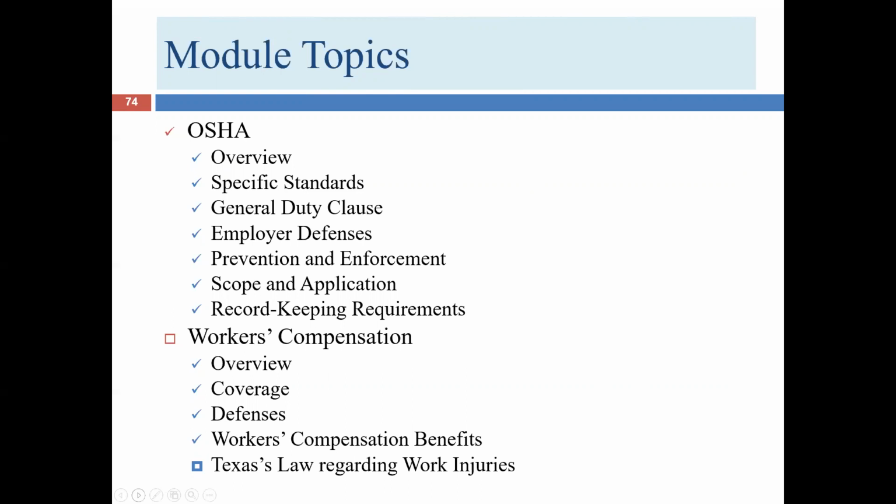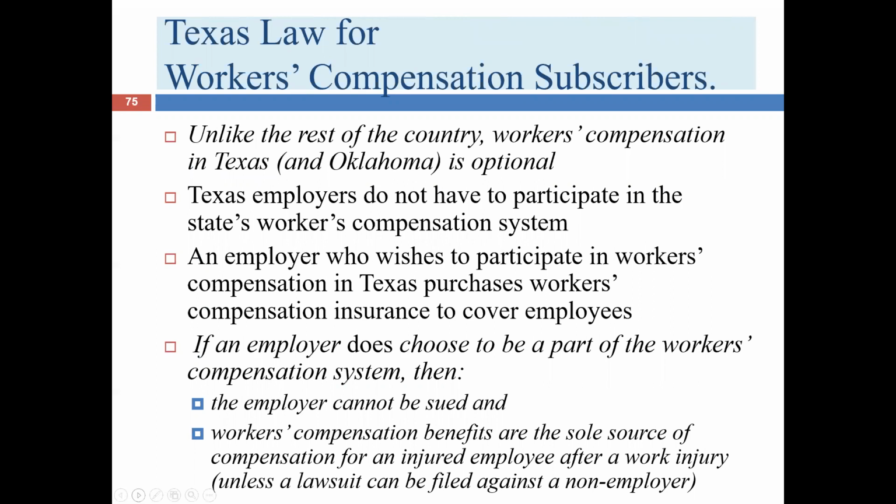Okay, so let's look a little bit more at Texas's law. As we said before, workers' compensation is optional in Texas and Oklahoma, unlike, as far as I know, all the other 48 states. Texas employers can opt out, can choose to go bare, can be non-subscribers of the state workers' compensation system. Again, it's the choice of the employer. If the employer does choose to be part of the workers' compensation system, it's going to work like it works in the other 48 states. The employer cannot be sued, and the workers' compensation benefits are the sole source of compensation for the injured worker after a work injury.